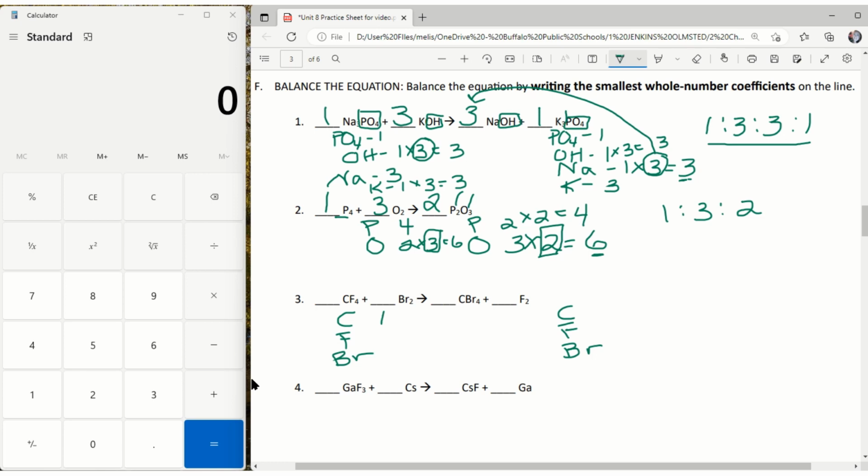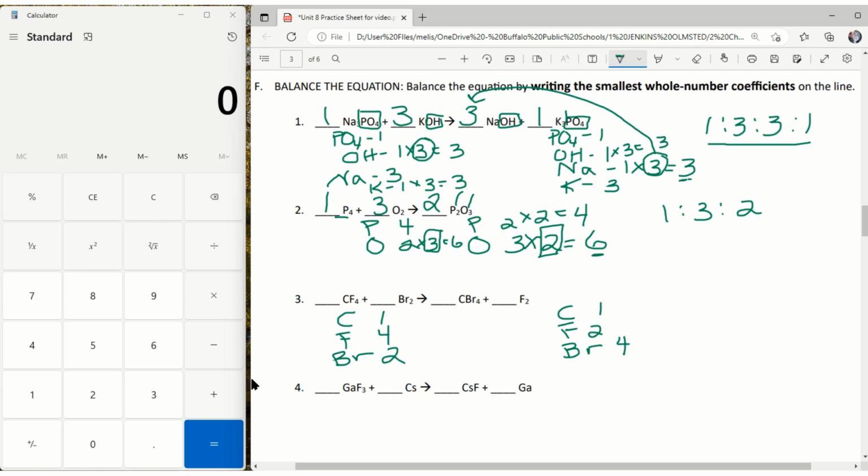So C's we have 1, F's we have 4, BR's we have 2. Go to the product side. C we have 1, F we have 2, BR we have 4. Okay, well, remember what I said? We want to start, if we can, with something that's in a compound. So like BR and F, I guess then it doesn't matter, right? Because each of them is in a compound on one side. So I'll just start with this one.